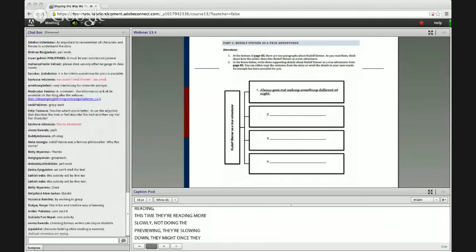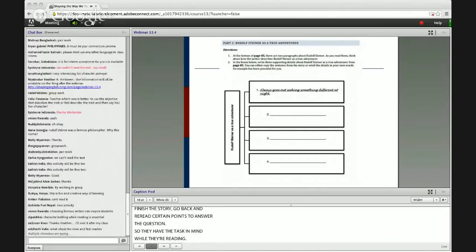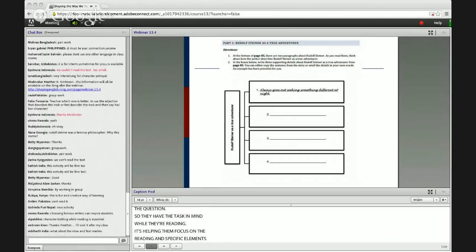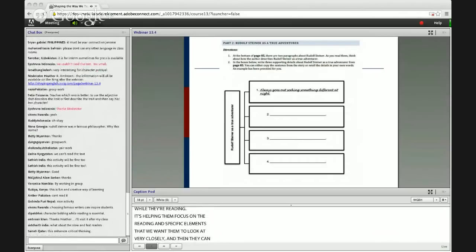So they have the task in mind while they're reading. It's helping them focus on the reading and specific elements that we want them to look at very closely, and then they can fill in the chart. So I noticed one of you just mentioned, what about slow and fast readers?